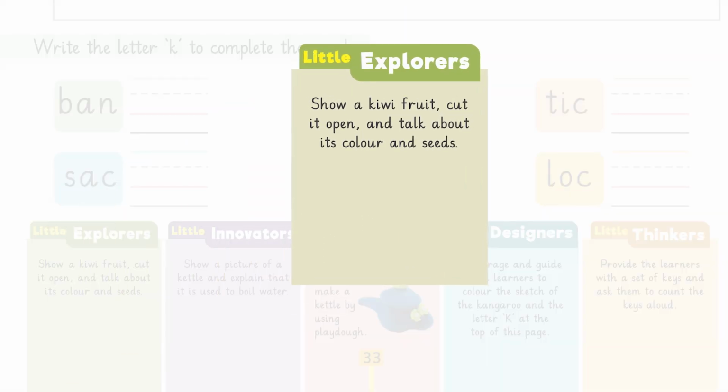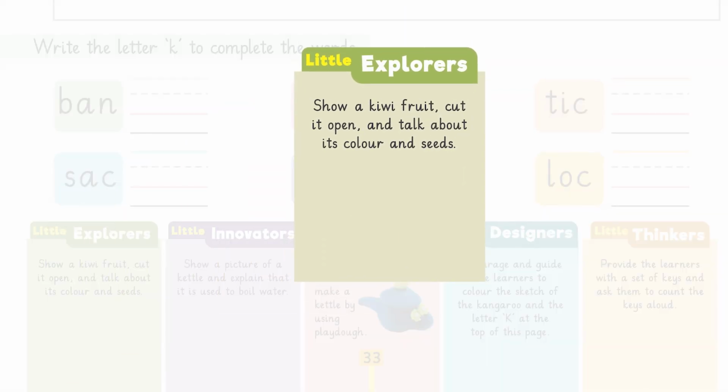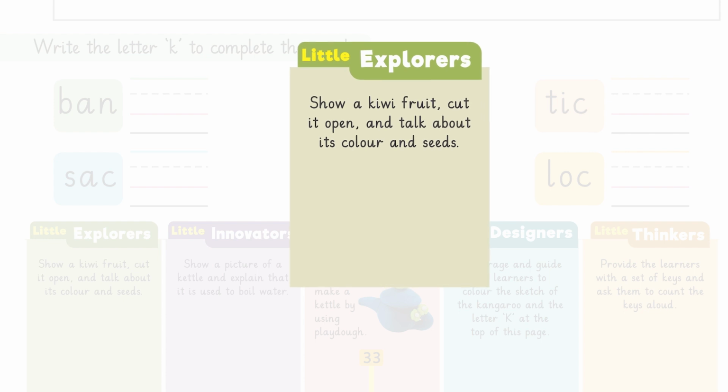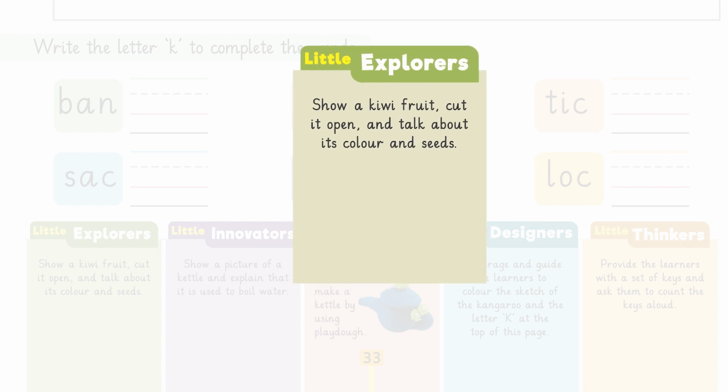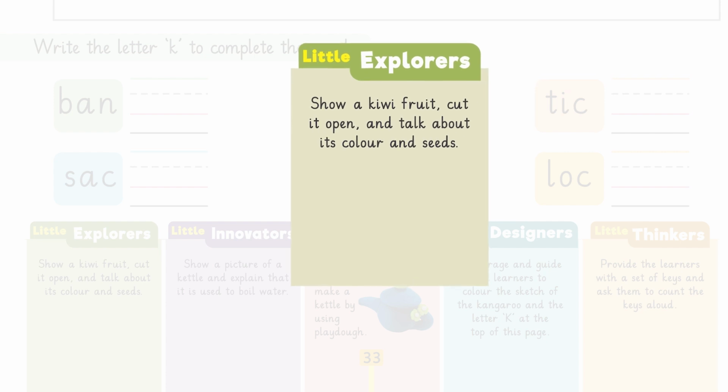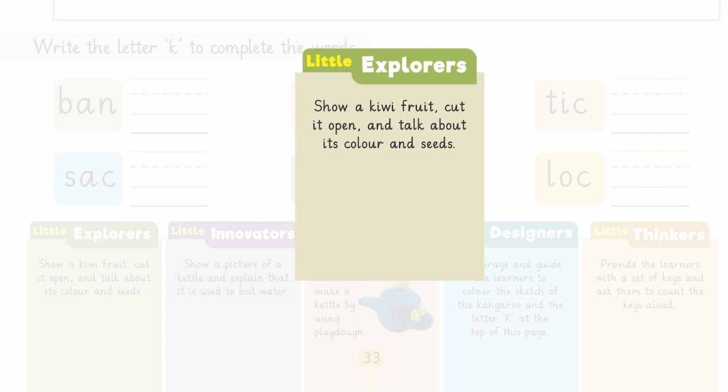Students are little explorers. You are going to show a kiwi fruit to them. Cut it open and talk about its colors and seeds. Because kiwi fruit is a rare fruit and children have not commonly observed it, you have to bring a kiwi fruit in front of the children, cut it, and talk about its taste and appearance.